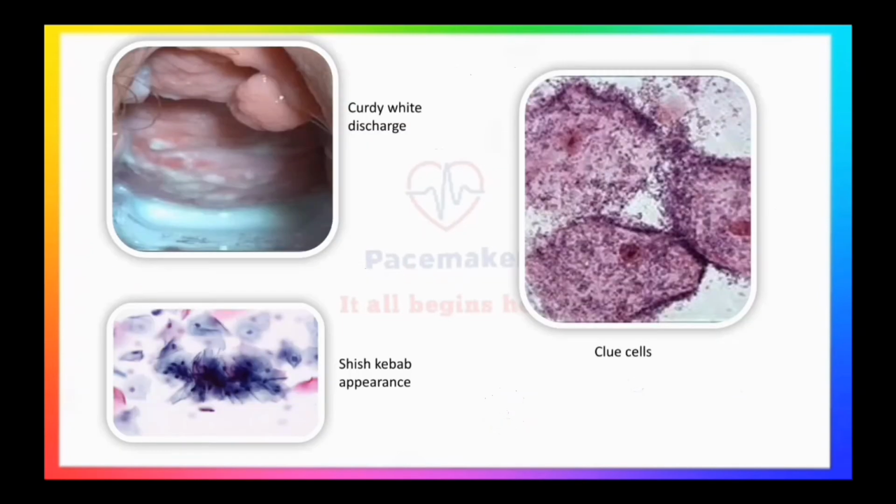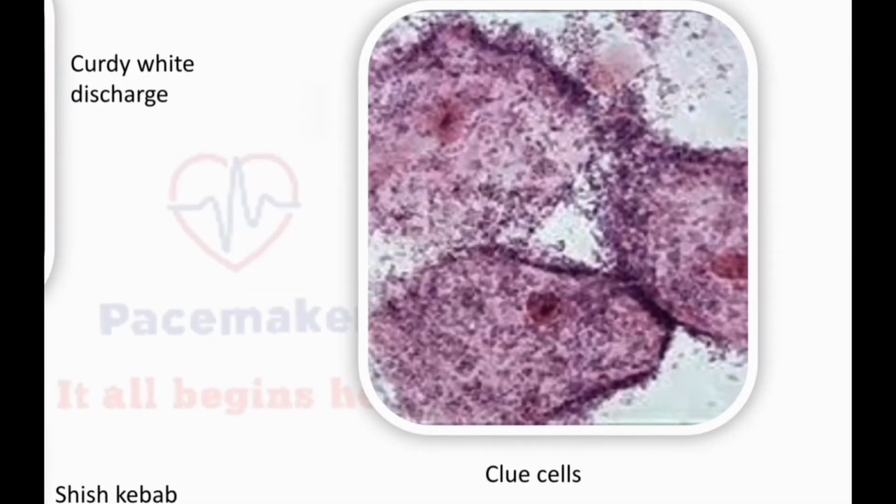So let us now look at these pictures. This is how vaginal candidiasis presents. There will be curdy white discharge and white plaques adherent to the mucosa, and on pap smear you will see a shish kebab appearance because of the hyphae, as vaginal epithelial cells adhere to the hyphae and give this appearance. And these are the clue cells. These are vaginal epithelial cells embedded with the bacteria Gardnerella vaginalis.